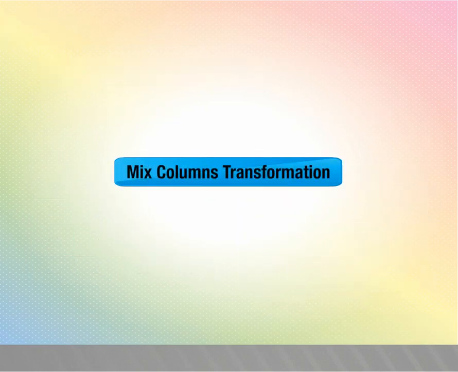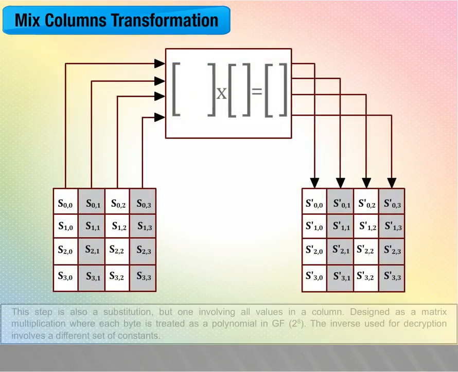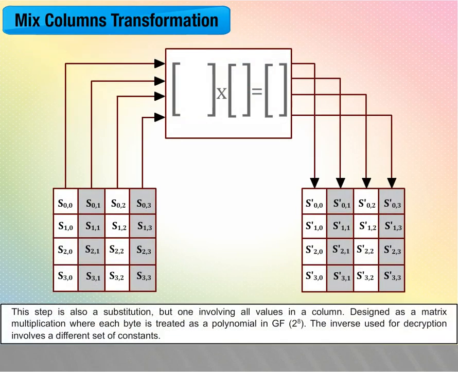Mixed columns transformation. This step is also a substitution, but one involving all values in a column, designed as a matrix multiplication, where each byte is treated as a polynomial in GF(2^8). The inverse used for decryption involves a different set of constants.